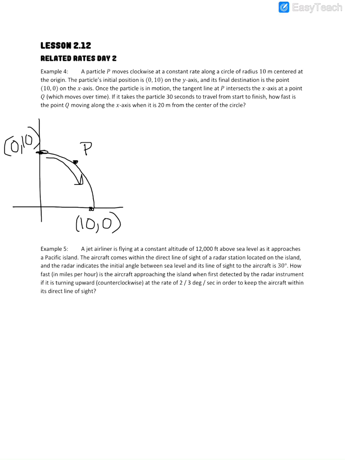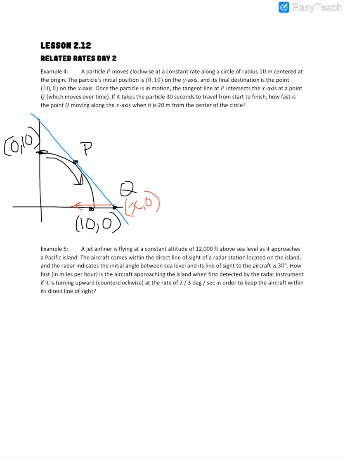So as it moves, it has a tangent line. And the tangent line goes through P, tangent to the circle, and it hits the x-axis at some point Q. Q is going to change because as P goes from the top down to 10, 0, that tangent line also changes and moves. And what's happening is Q is actually getting closer to 0, 0 over time. Okay, so we're going to call Q x. It's on the x-axis. It's changing, so x is a variable.